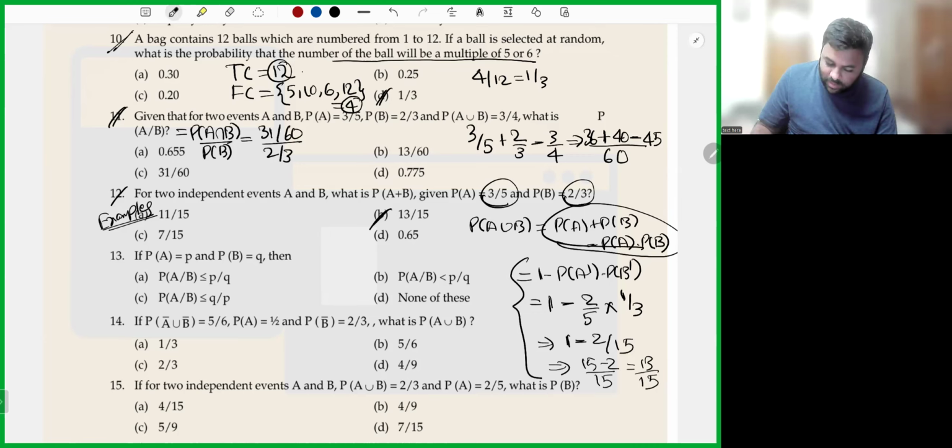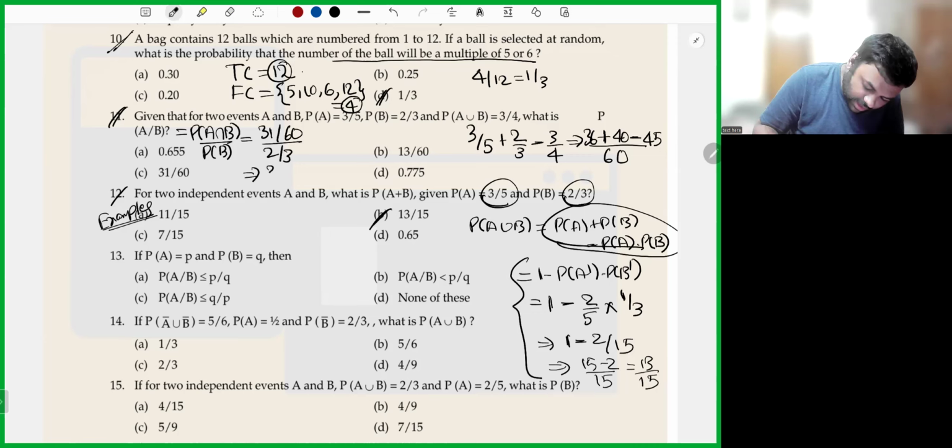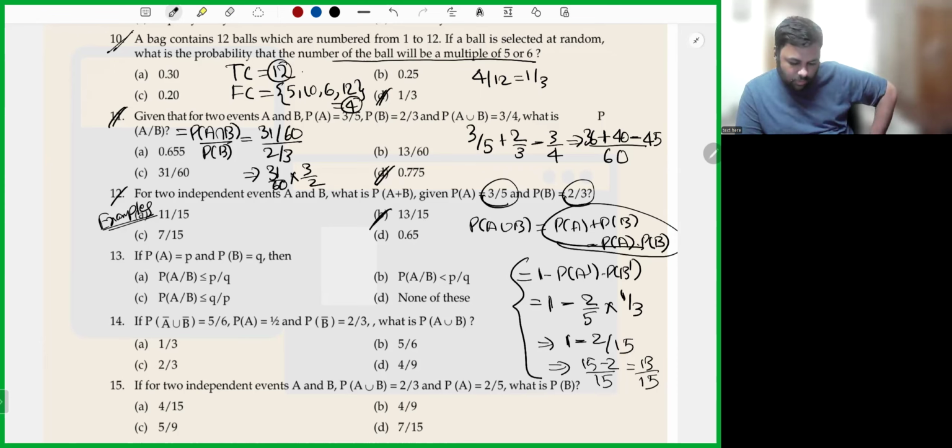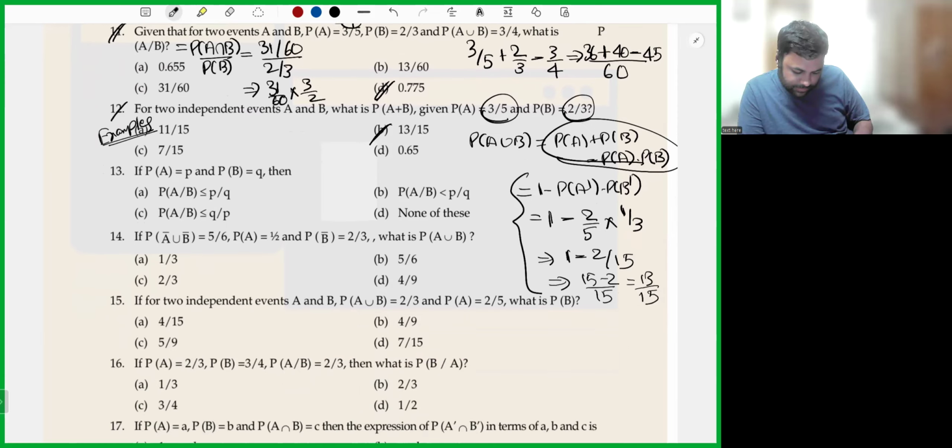Okay. So be careful, my dear friends. 31 by 60 is not the answer. 31 by 60 is P of A intersection B. Now, 31 by 60 into 3 by 2. So how much it will be? 31 into 3 whole divided by 60 whole divided by 2. It is 0.775. So answer is simply 0.775. 31 by 60 here is P of A intersection B, which is not the answer. He's asking P of A by B. Okay. Next.